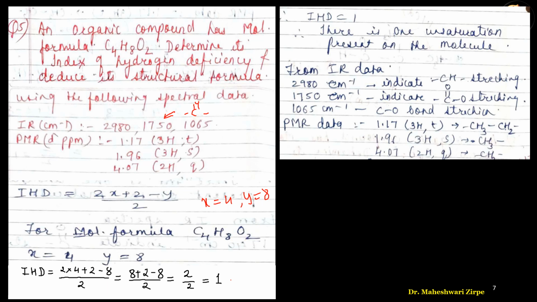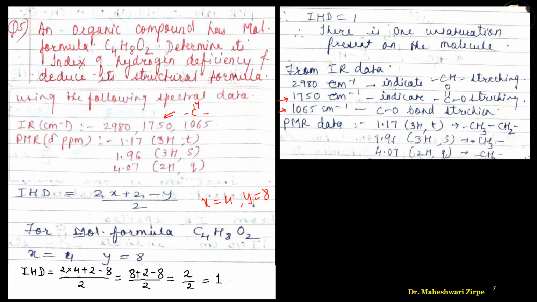CO bond stretching. 1065 indicates CO bond stretching. So you have to remember all these values, students. Even if you don't know one of the values, it's okay, but at least the values which are commonly asked, those you should know. Like 1750 is many times repeated in your numericals. 1065 also you should know, because of C single bond O stretching.